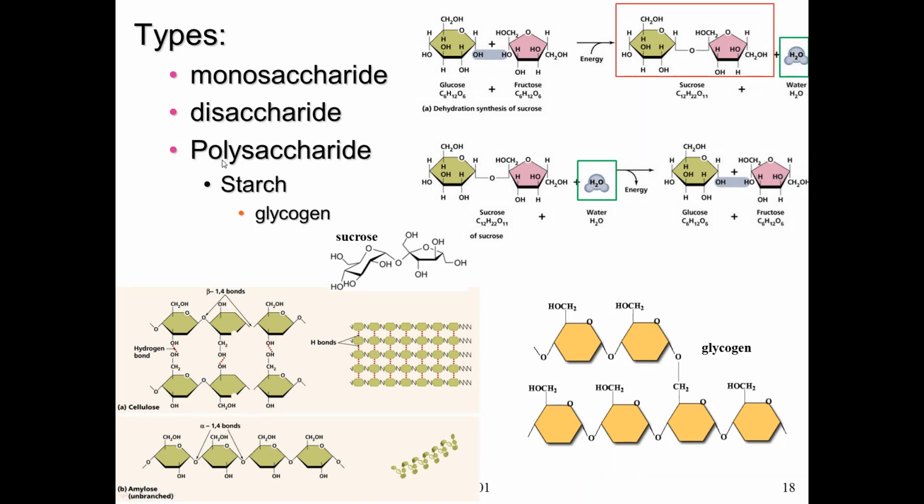Okay, polysaccharides. Polysaccharides are insoluble. They are large molecules, really large. Glycogen is 5,000 sugar units, 5,000 glucose units.